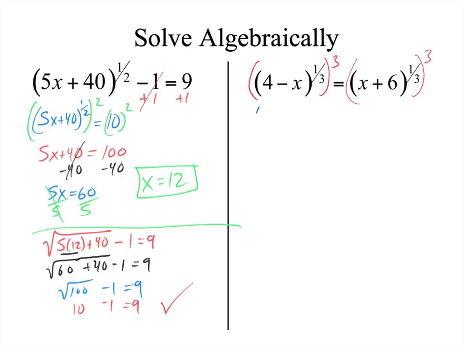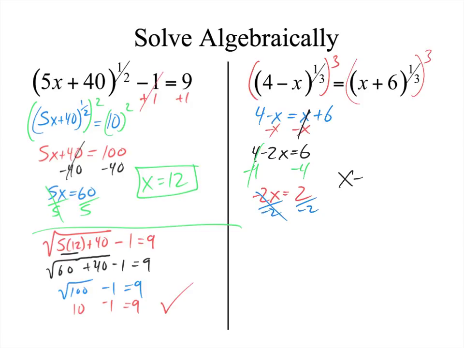Let's see what happens. I get just 4 minus x equals x plus 6. Awesome. All right. So let's move things over. Let's minus the x over. That leaves me 4 minus 2x equals 6. All right, minus the 4 over. And I get negative 2x is equal to 2. Divide by negative 2. And I get x equals negative 1.